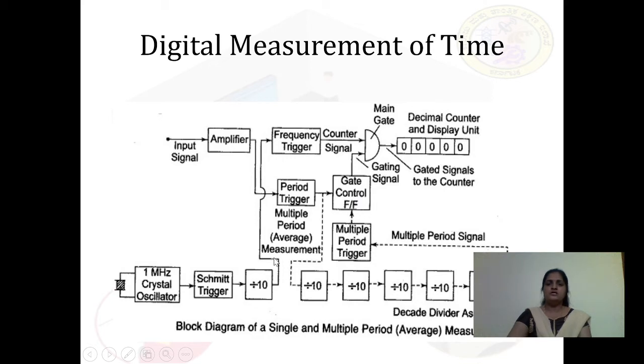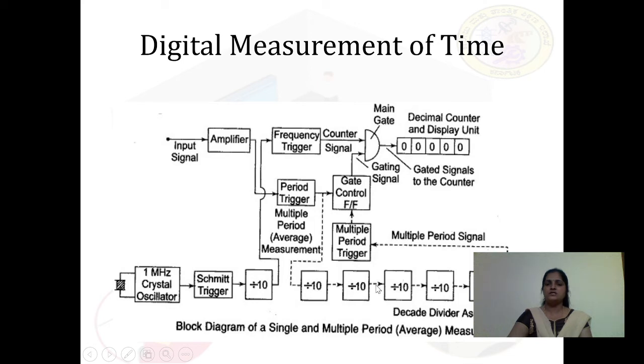That can be decided by this, and this will enable the gate control flip-flop. Using an oscillator which is operating at 1 megahertz, we are producing oscillations, then converted into a train of pulses with the help of a schematic trigger circuit. Once again by using a divide by 10 frequency divider, we are passing that signal to the frequency trigger circuit. This will enable or disable the main gate. And the second input to this main gate is the gate control flip-flop, to turn it on or off. This will be provided by the multiple triggering period.